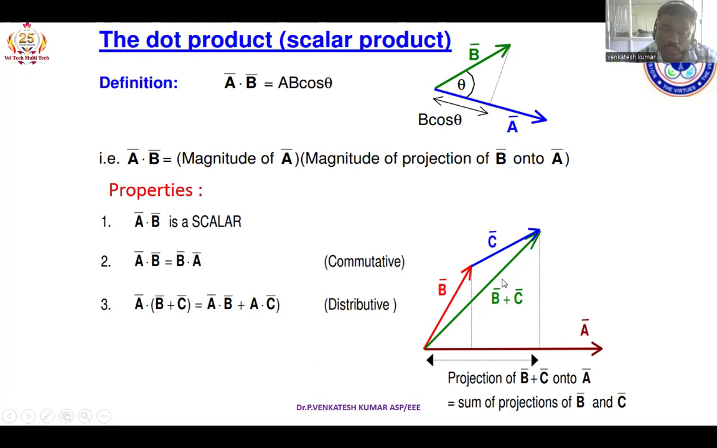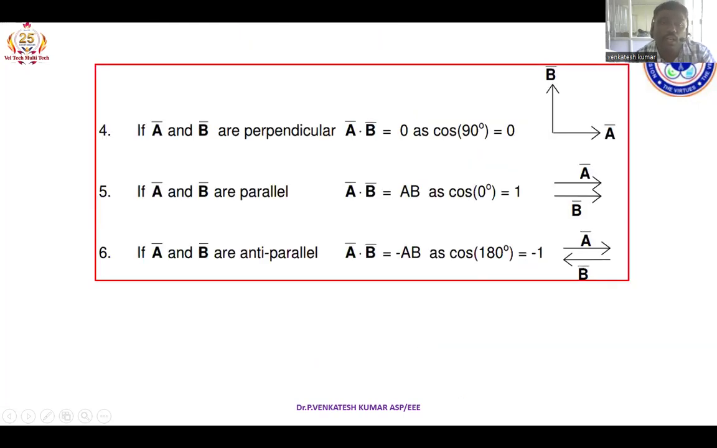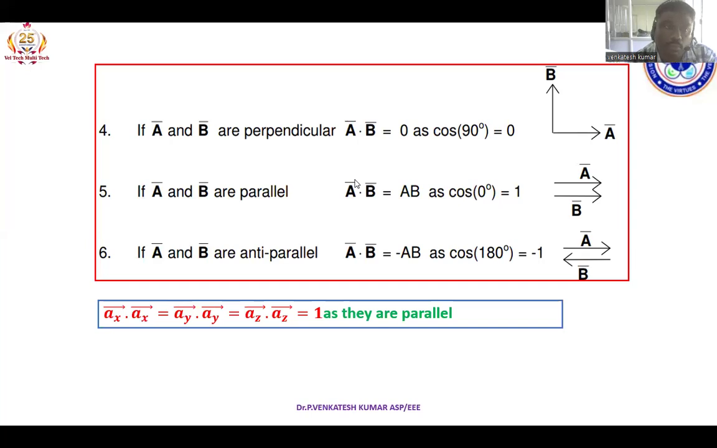Based on the parallelogram law, B vector plus C vector. How much effect is there here? That is the projection of B vector plus C vector onto A vector. How much is there? That is what we mean by the scalar product. That is how much effect there is, the scalar product. Additionally, we want to add some more points.